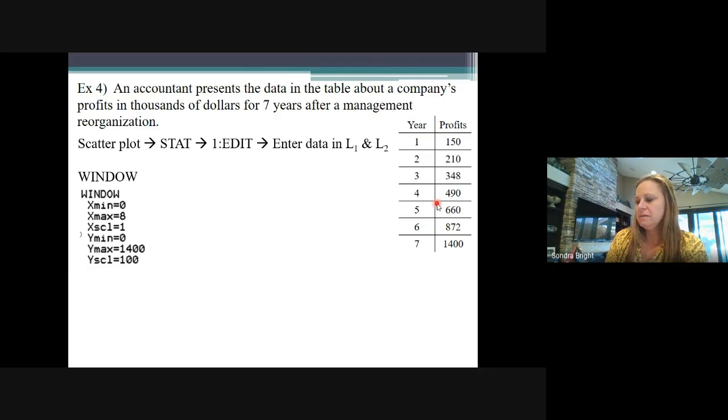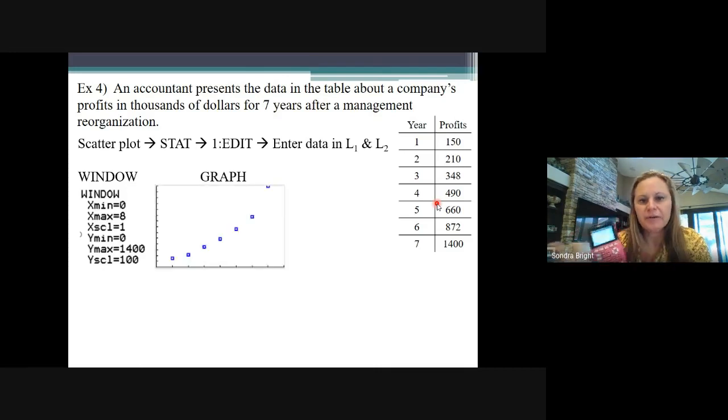And I'll hit graph. And that's what mine looks like. Oh, there you go, perfect. But with the window I chose, that's what I got. But if I would have done zoom stat, it's pretty close. It zooms in a little bit better, and make sure that last little dot for 1400 is a full rectangle or square, I should say. But regardless, it still takes on the same kind of shape.